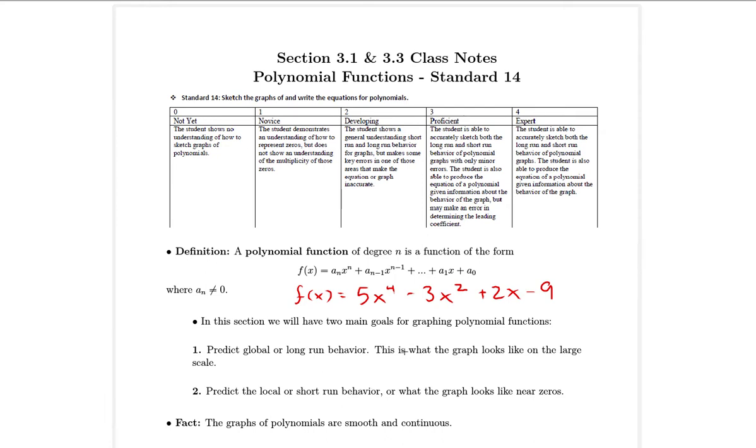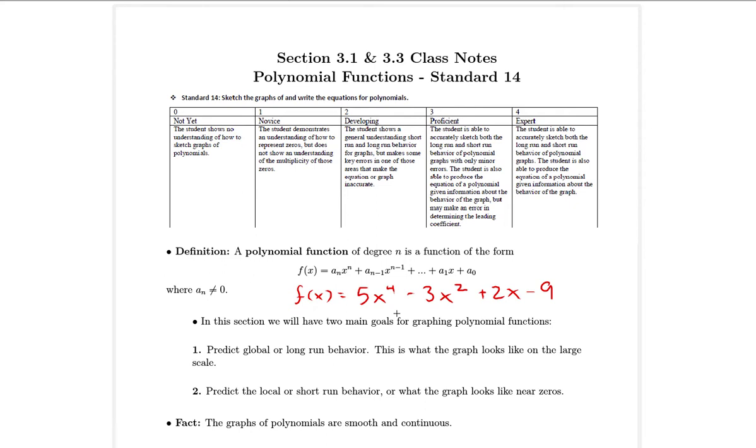Okay. And even though you can see here you've got x to the n, then x to the n minus 1, it's totally fine for you to just skip over certain powers. So like this one doesn't have an x cubed power, and that's totally fine. All right, so that's what we're talking about when we're talking about polynomials.